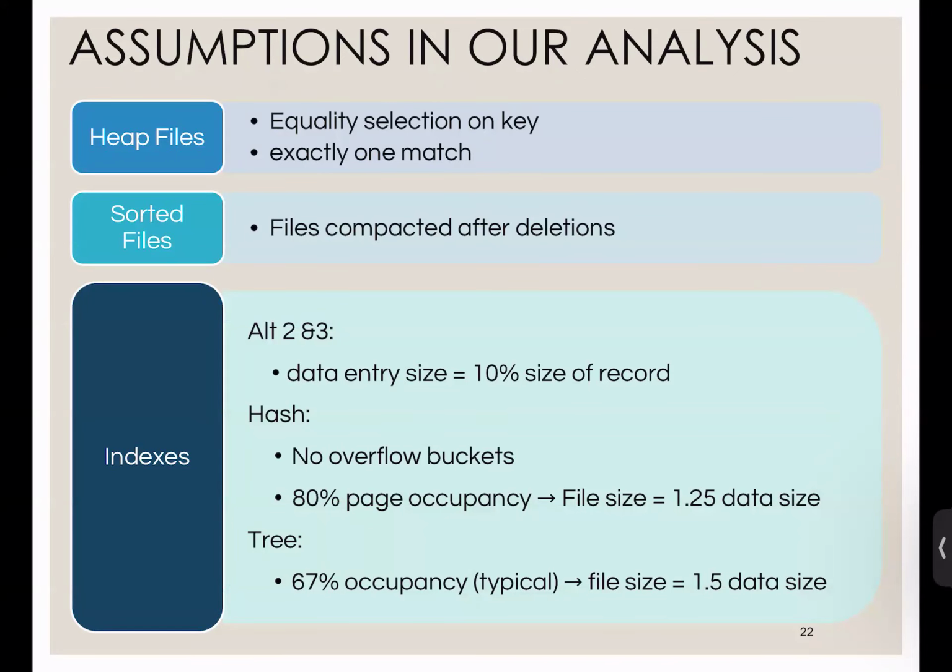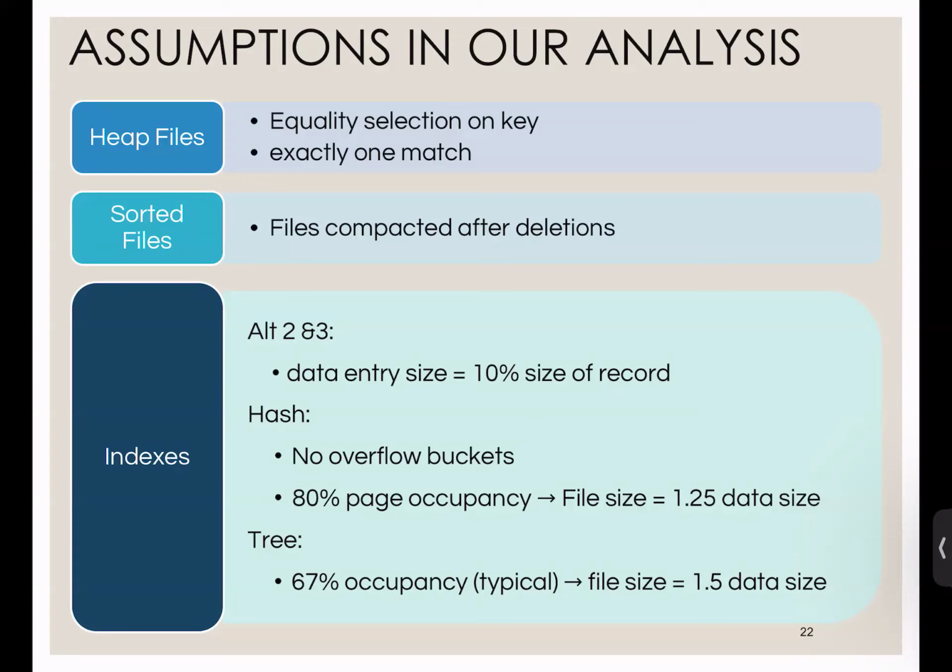For heap files, when we do equality selection, we do it on the key and exactly one match only. So let's say if you want to search for someone with age 15, once we find the first person with age 15, we stop. And then we look at the cost. Because otherwise, if we have to find every single person with age 15, that would be a different cost because we probably have to do the whole sequential scan. Okay, exactly one match, and then we stop.